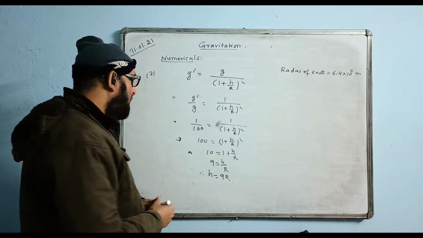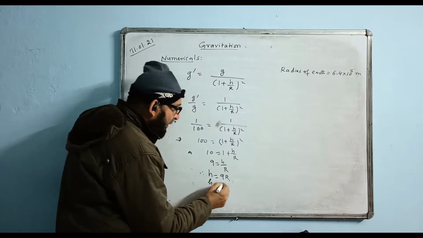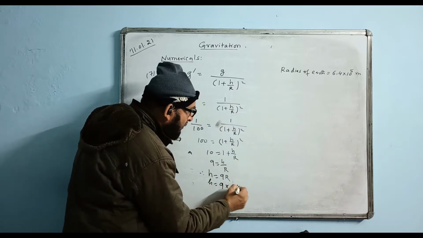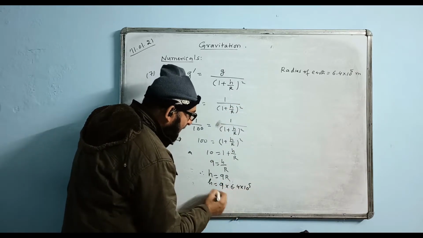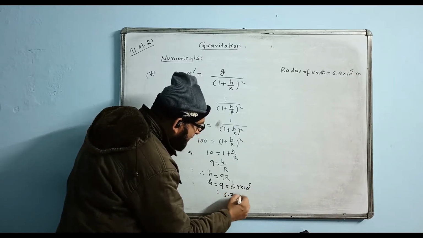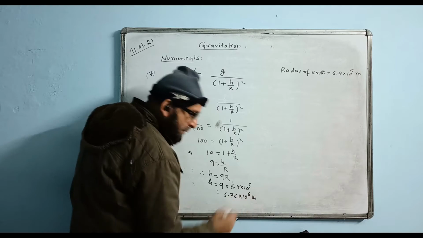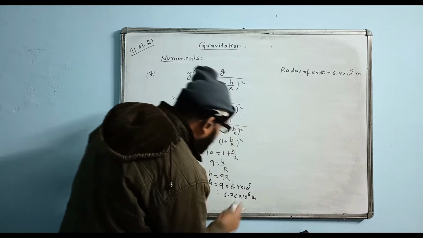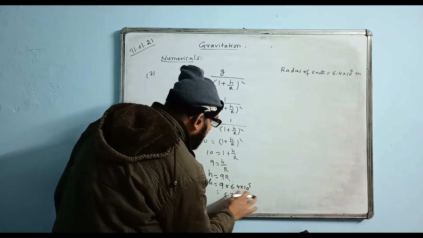And now we can put the value in there. 9 into radius. The radius of the earth is given as 6.4 into 10 to the power 5. We'll multiply and get the answer: 5.76 into 10 to the power 6 meters. That is about 10 to the power 7. The answer is given as 10 to the power of 7.